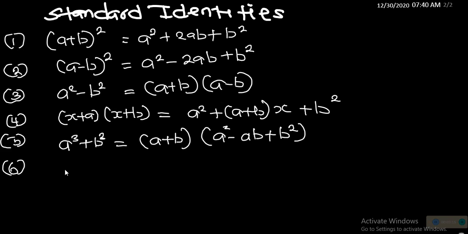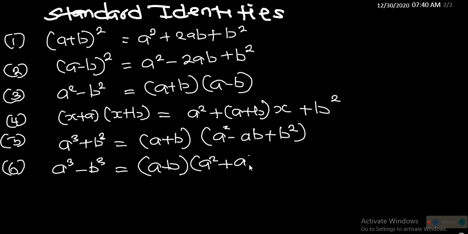Okay, we also have the difference of 2 cubes. The difference of 2 cubes states that a cube minus b cube will give us the factored form of (a minus b) into (a squared plus ab plus b squared). Okay, so if you expand (a minus b) into (a squared plus ab plus b squared), you have the difference of 2 cubes, which is a cube minus b cube. Okay, these are the standard identities, guys, which we can use when we are factorizing complex expressions.